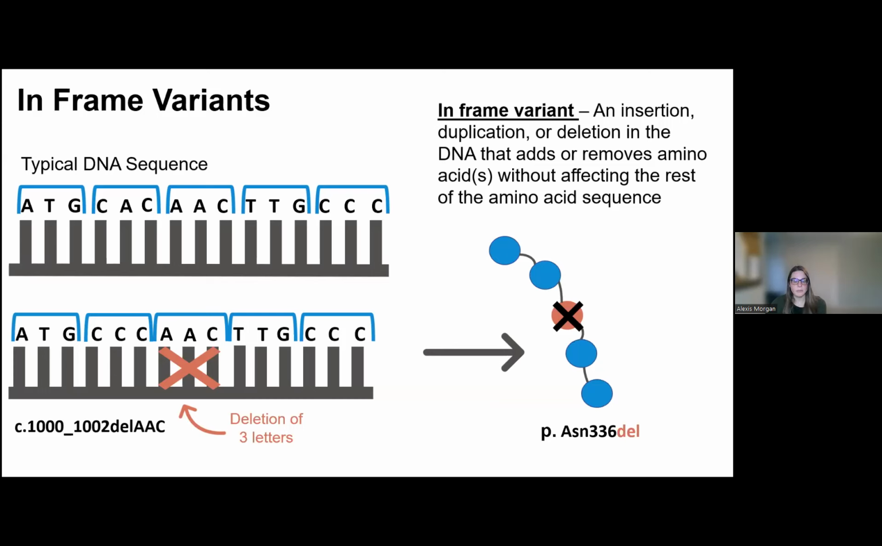With both frame shift variants and in-frame variants, we can have deletions and duplications. We can also have insertions of nucleotides, as well as something called indels, which is when a section of a sequence is deleted and replaced by a new sequence. These different types of variants can result in either frame shift variants or in-frame variants. The difference between in-frame and frame shift variants is solely if the DNA change is in sets of 3 nucleotides or not.